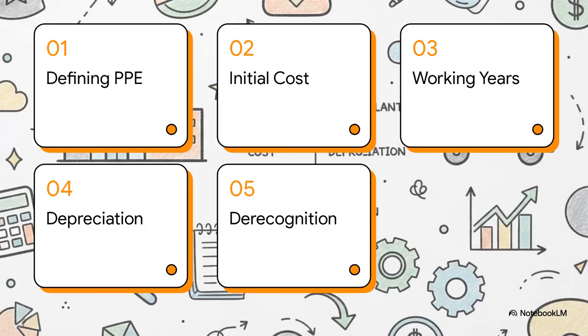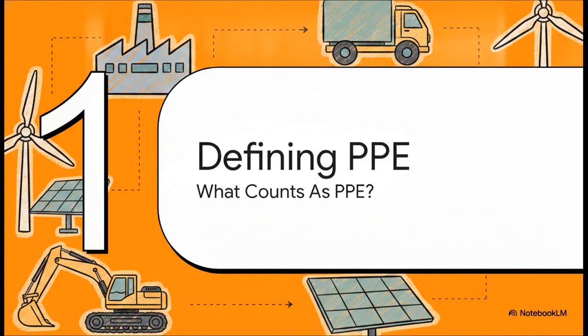1. What counts as PPE? 2. Calculating the initial cost. 3. Cost versus revaluation models. 4. The rules of depreciation. And finally, 5. Derecognition and disclosures. Let's dive right in. What counts as PPE? Defining property, plant, and equipment.